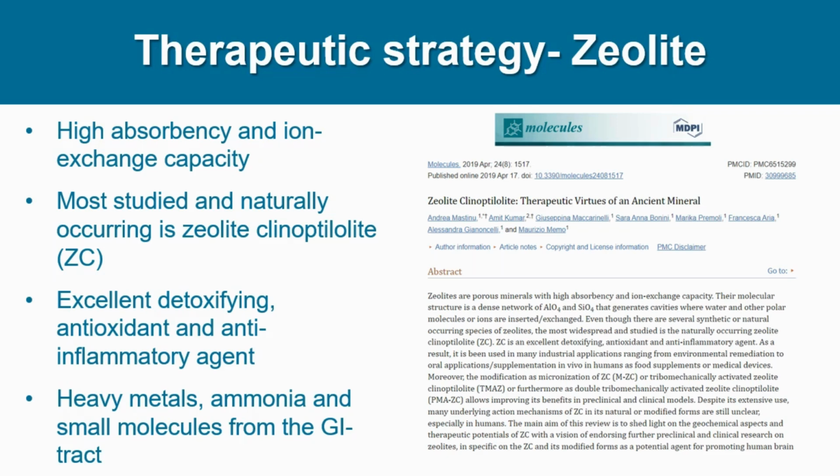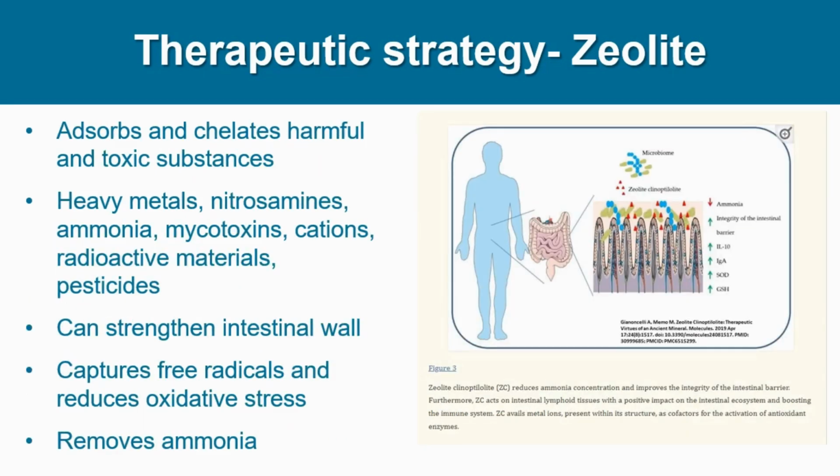And it can remove harmful substances like heavy metals, ammonia, and other molecules in the gut. So it's often good too because it can actually help not only heal the leaky gut, but improve absorption of your minerals. And that's why I often have people mix it in their Vicon and take it together. So here's a picture that came from a journal about how it can clean up the gut terrain by absorbing and chelating harmful toxic substances, heavy metals, mycotoxins, ammonia, cations, pesticides, can strengthen the intestinal wall, can capture free radicals and reduce oxidative stress, and can remove ammonia.